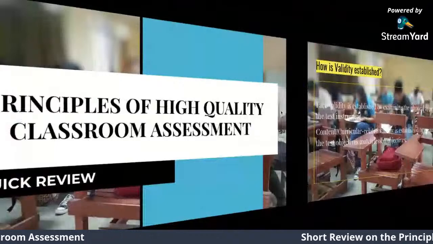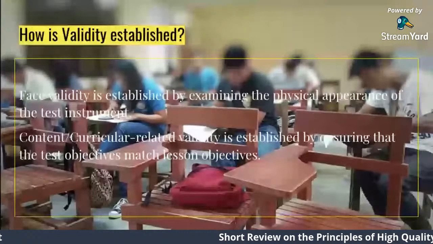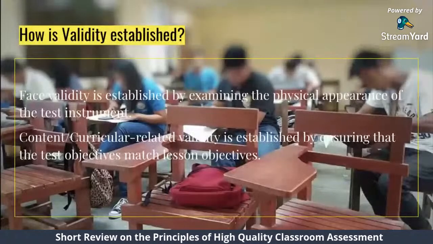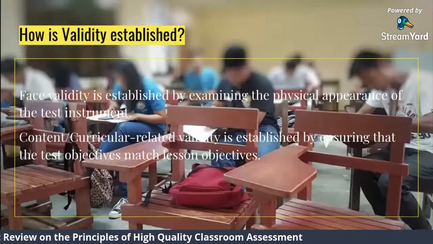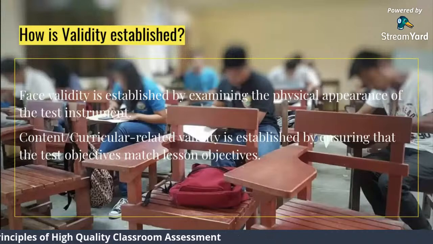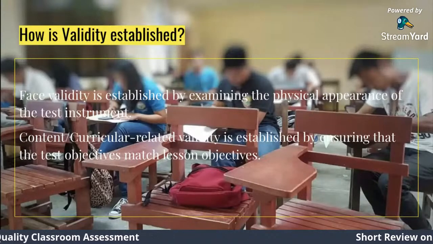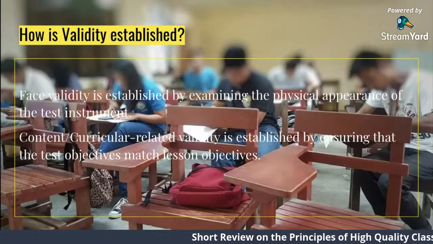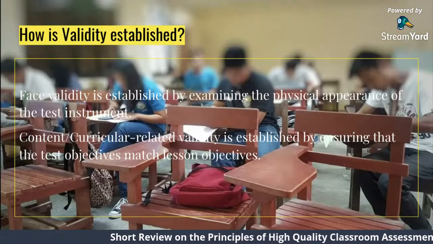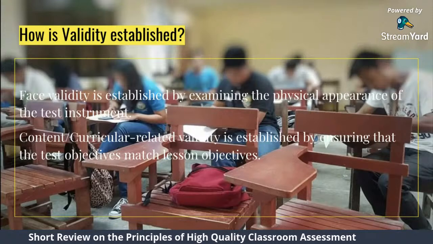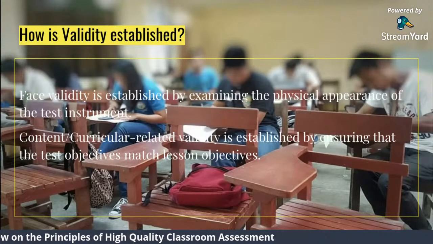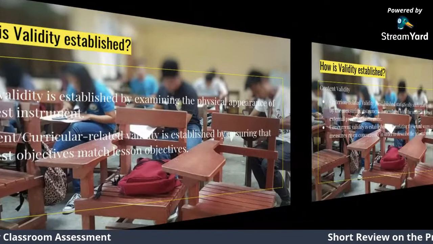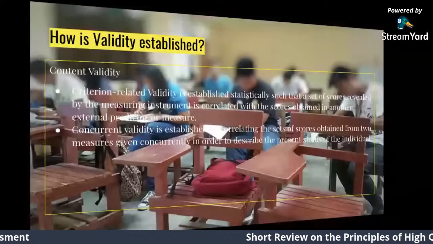Okay, we discussed already how we are going to establish the validity of a test. We have the first one, which is face validity, established by just merely looking at the physical appearance of the test instrument. And then we also have content or curricular related validity, and we can establish this by ensuring that the test objectives match that of the lesson objectives. And these are ways on how you are going to establish content validity of a test.